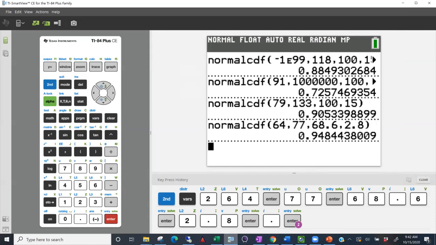All right, so 0.9484. Those of you doing it with Google Sheets, are you able to get that same value? Yeah. Okay, thank you, thank you.